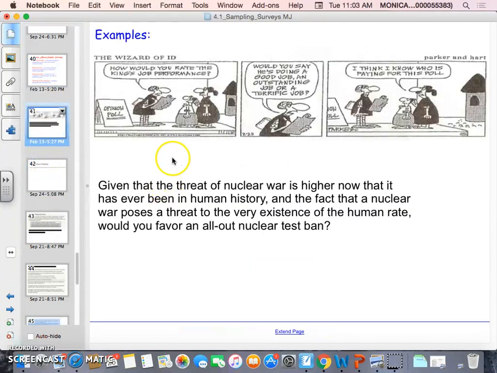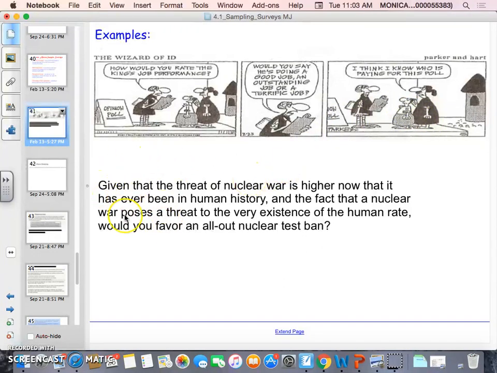Okay, let's see this. So here are some more examples. For example, this guy is asking an opinion poll. It says, how would you rate the king's job performance? Would you say he's doing a good job, an outstanding job, or a terrific job? Well, obviously all those things say the same thing. And then the people being surveyed are like, I think I know who's paying for this poll.